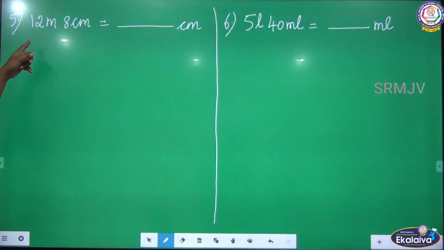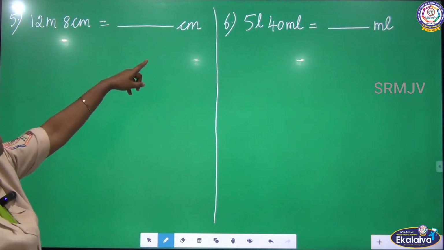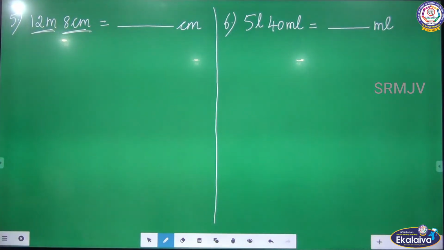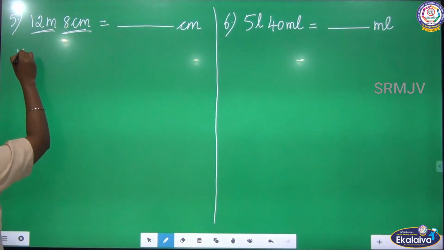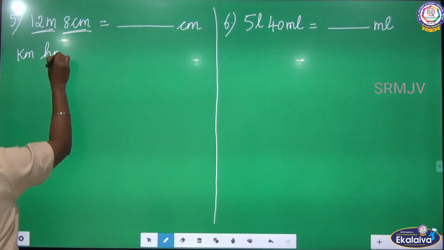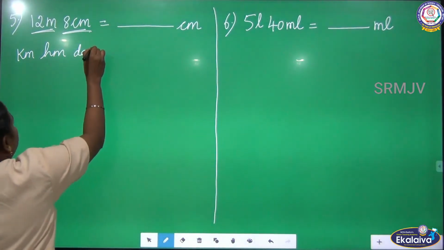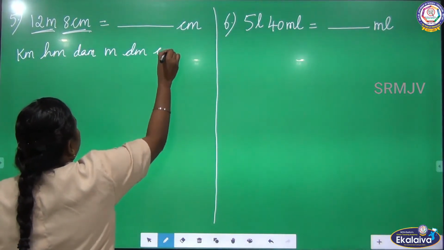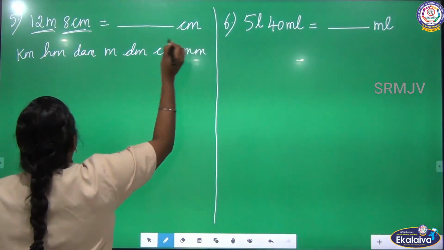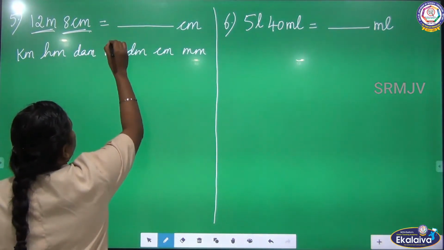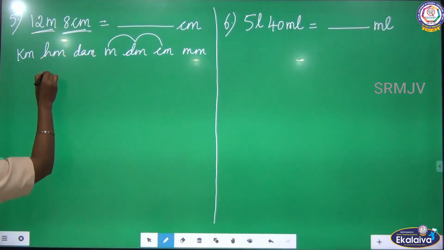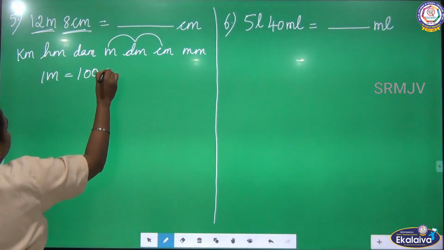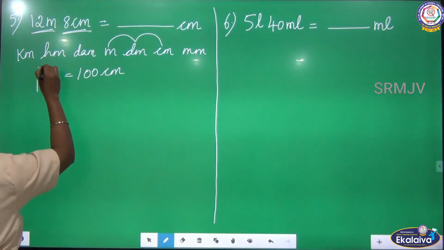Next one. See, we are going to convert meter into centimeter. So this 8 is in centimeter. We are going to convert this meter into centimeter. So 1 meter equals how many centimeter? Kilometer, hectometer, decameter, meter, decimeter, then centimeter, then millimeter. So 1 meter equals how many centimeter, children? 1 meter equals 100 centimeter.